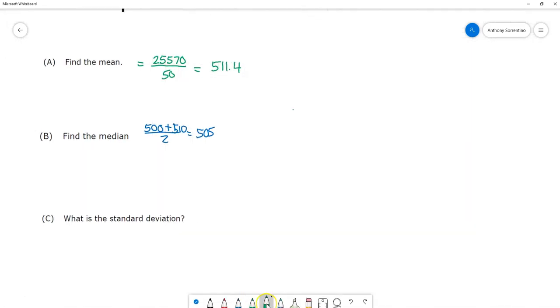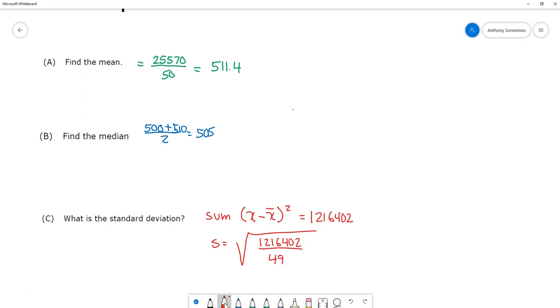So for the sake of argument, I did do the sum, and I counted each one individually. So the sum of the x minus x bar, where all the frequencies were 1, squared, I got 121,6402, which means that the standard deviation would be the square root of that number over 49, which is n minus 1, and that equaled approximately 157.56.